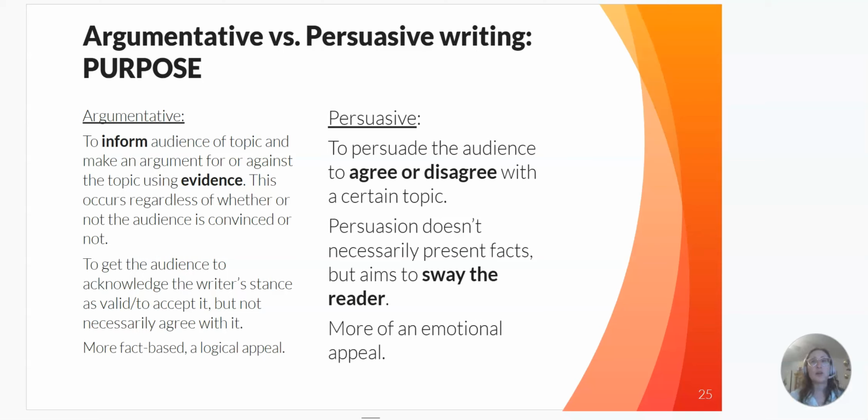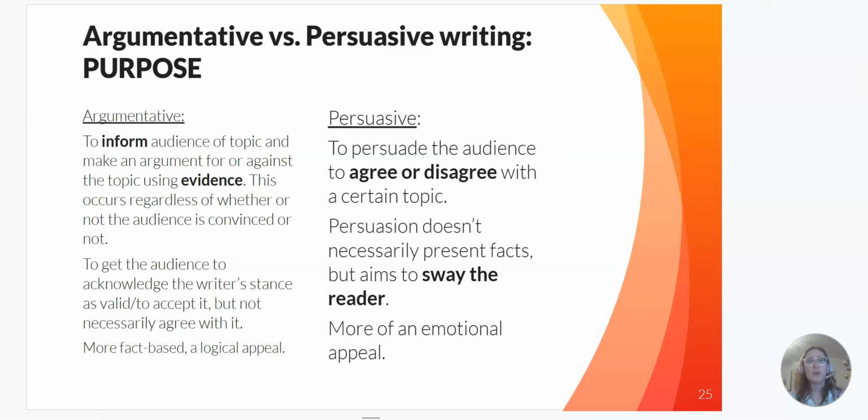And this occurs regardless of whether or not the audience is persuaded or convinced, because that's not necessarily the goal, but we're trying to inform the audience that there are other valid solutions to a problem that already exists in the world. You want the audience to acknowledge you, right? So even if they're not on your side, they understand why people ascribe to these beliefs or think that this is the better solution of the two options, or however many options you have. It tends to be more fact-based and has more appeals to logic.